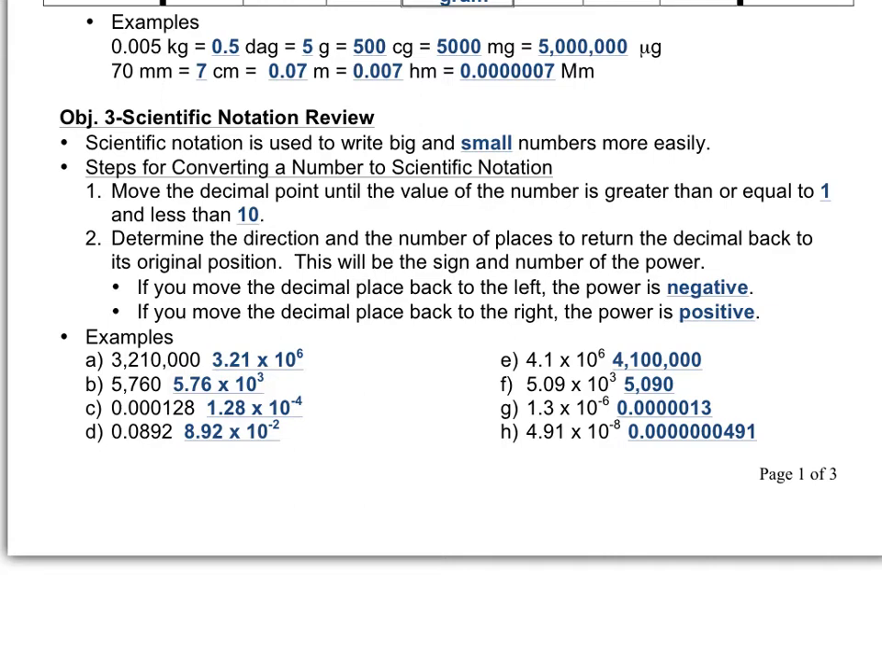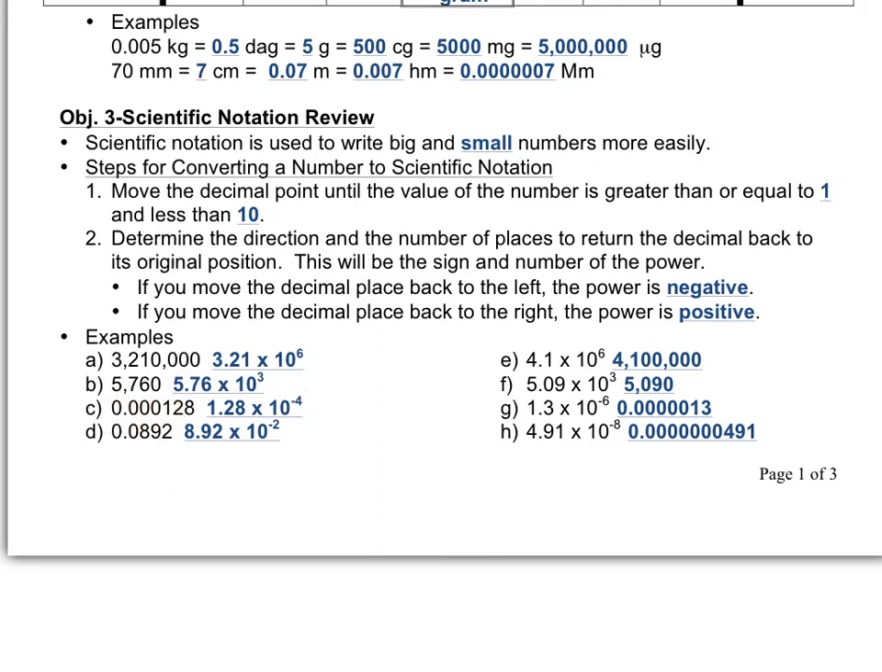Then for C, I'd move the decimal right there between the 1 and the 2, because 1.28 is between 1 and 10. And then I ask myself, how do I move it back to where it came from? Well, I have to go to the left. How many places? 4 places. Going to the left, remember, is negative, so that would be a negative 4. And if it makes sense to you to think about it this way, really the negative means that 10 goes on the bottom, so you're dividing by 10. So 1.28 divided by 10 4 times would make a smaller number, and it does.